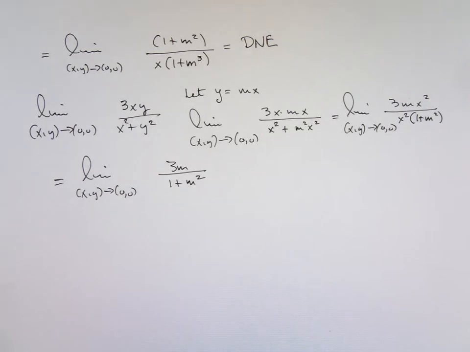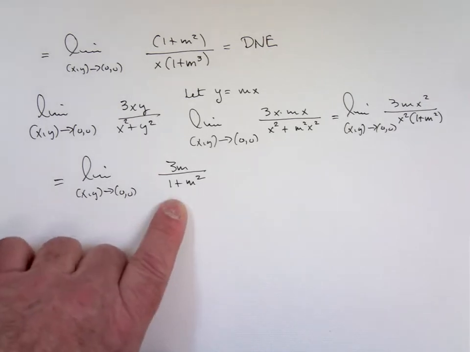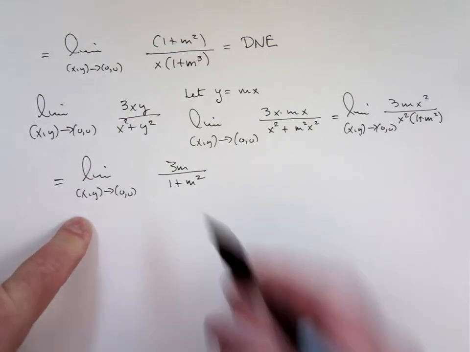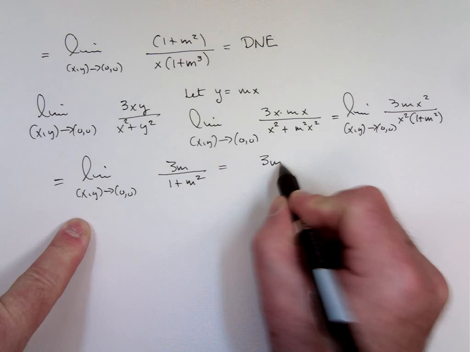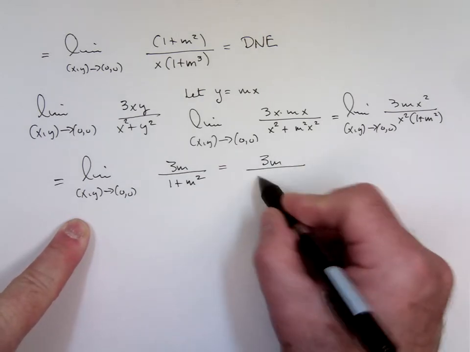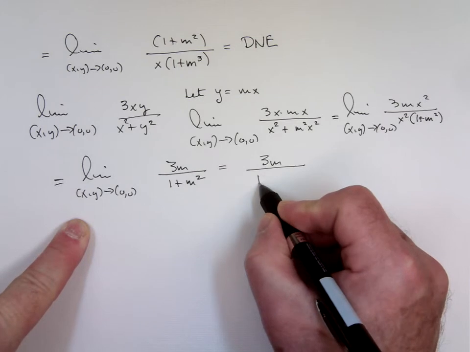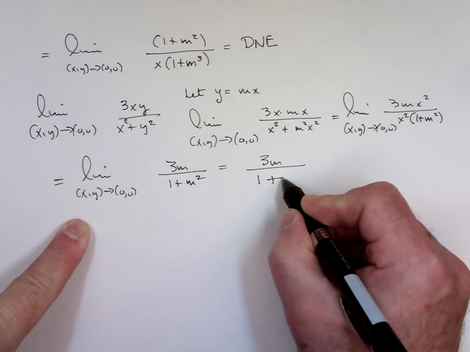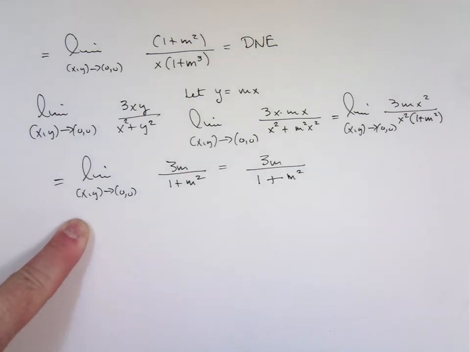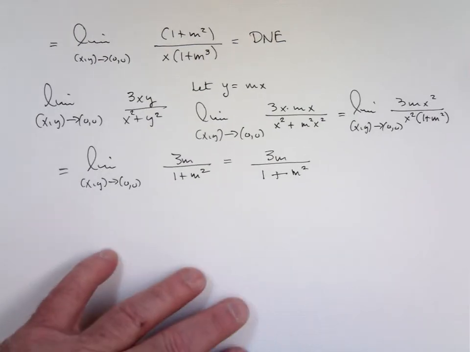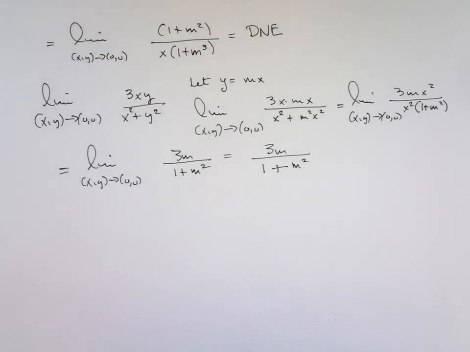Well, what's the limit of 3m over 1 plus m squared as (x,y) goes to (0,0)? 3m over 1 plus m squared. He was getting there. He was just taking his time. All right, that's all. Why? Because there's no x's in there. There's no x's, just a bunch of constants.